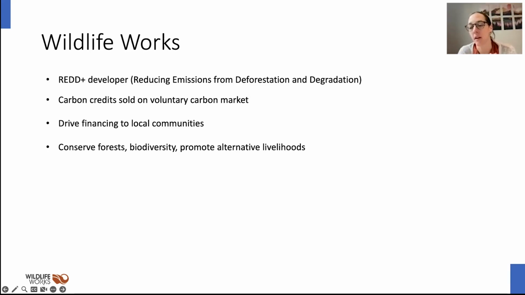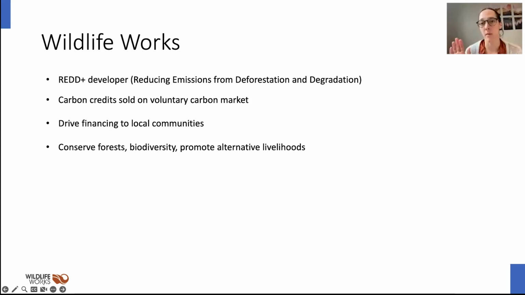They don't have a lot of job opportunities. They don't always have education or healthcare. And so they live near the forest. They often want to use the forest resources, and they don't have a lot of great options. So under REDD+, there is an option. The forest is protected, deforestation gets slowed down, and that generates carbon credits to be sold on the voluntary carbon market.